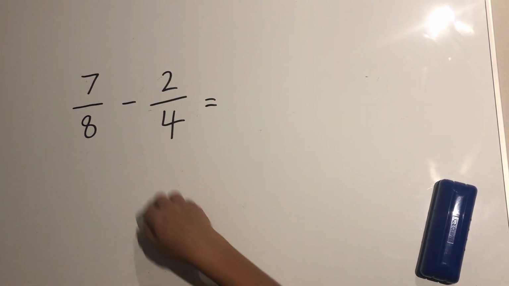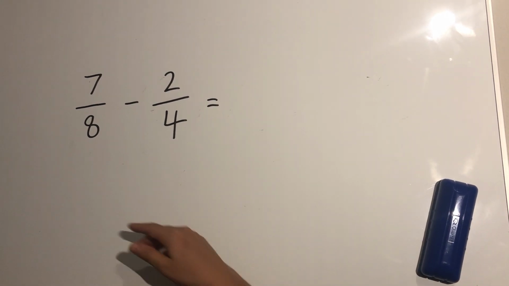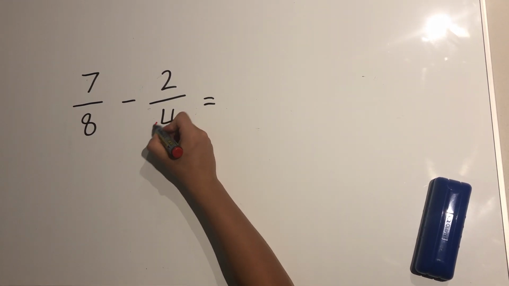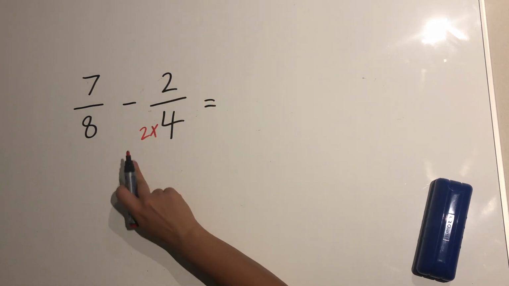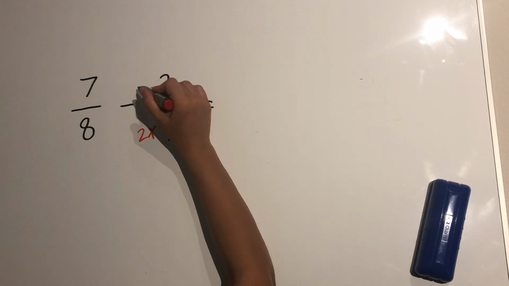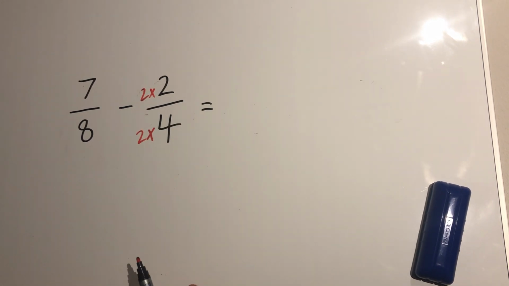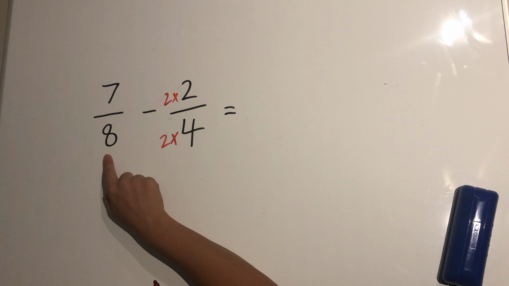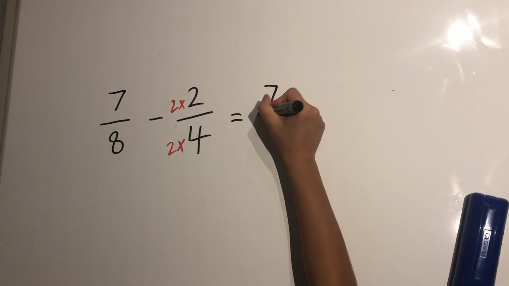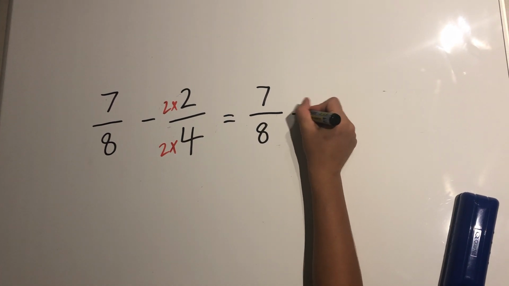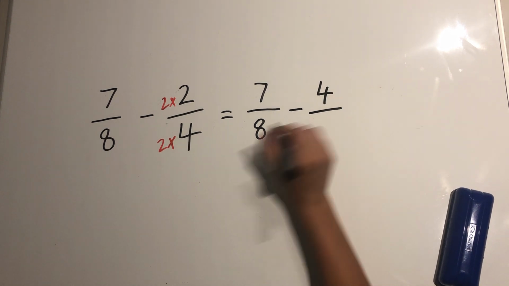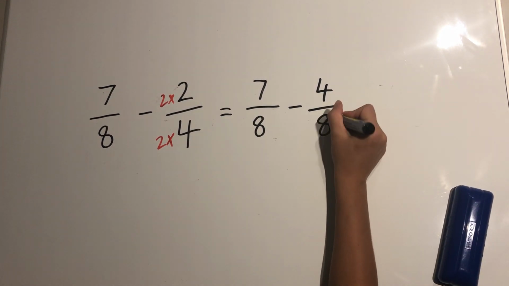So this is where I'm going to use my skip counting. 4, 8, yes, it does. So what do I need to do to 4 to get it to 8 is I must multiply it by 2. So I'm going to do times 2 at the bottom, and remember, whatever I do to the bottom, I always do to the top as well. Now we don't need to change this fraction, so we are going to write the new fraction out. So 7 over 8 stays the same. Subtract what's 2 multiplied by 2 is 4. And now it's over our new denominator of 8.